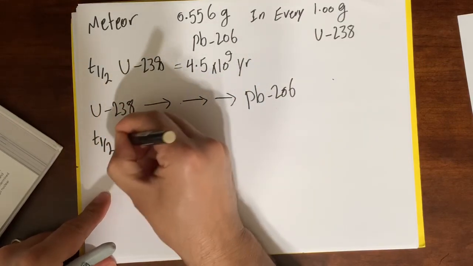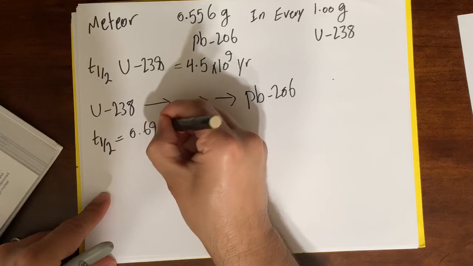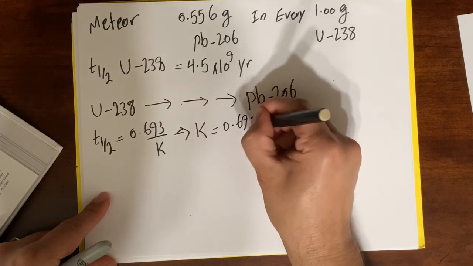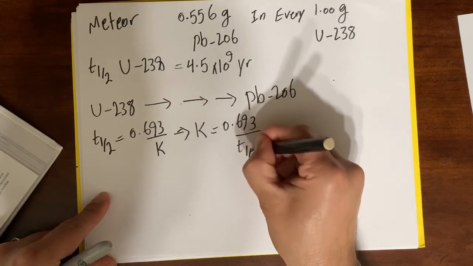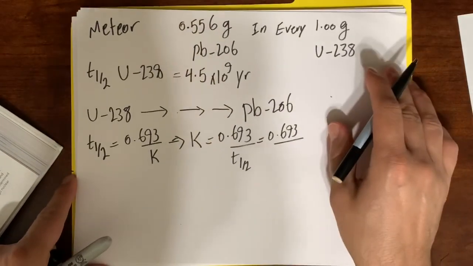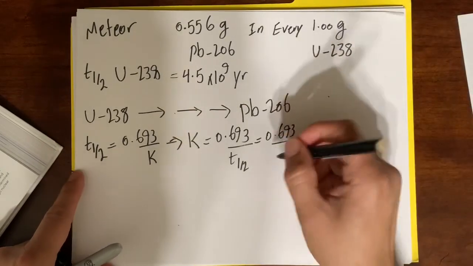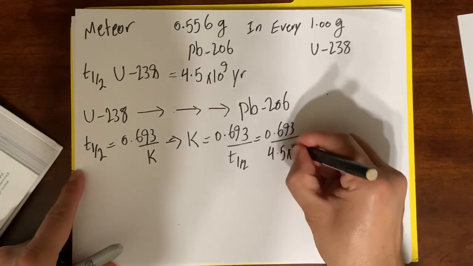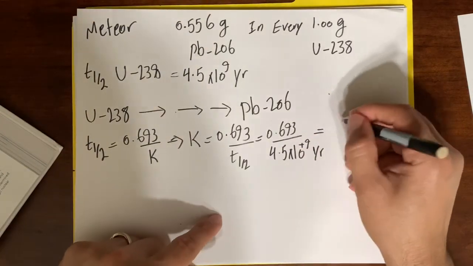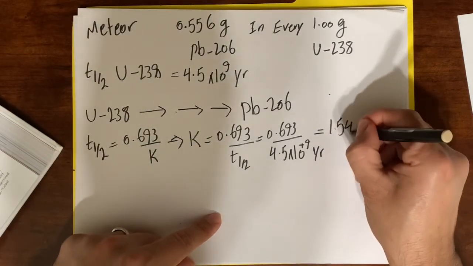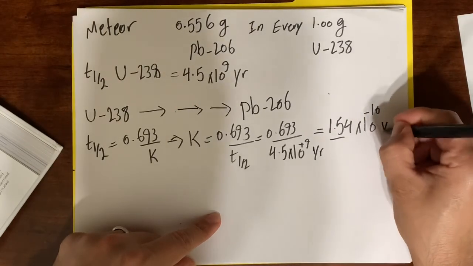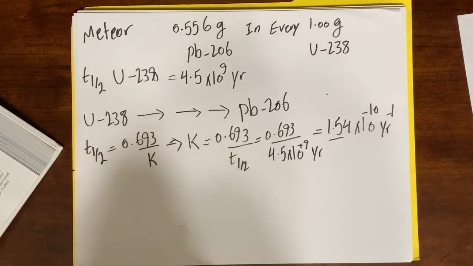T half-life equal to 0.693 divided by K. So K equal to 0.693 divided by T half-life. And the T half-life is 4.5 multiplied 10 to the power of plus 9 year. And that's going to give us the K, which is 1.5 multiplied 10 to the power of minus 10 year minus 1. This is a really slow process.